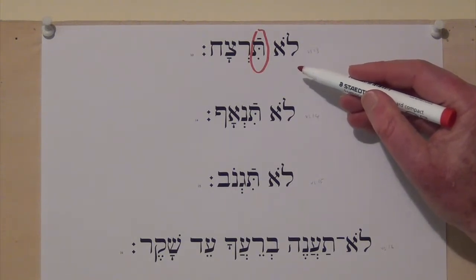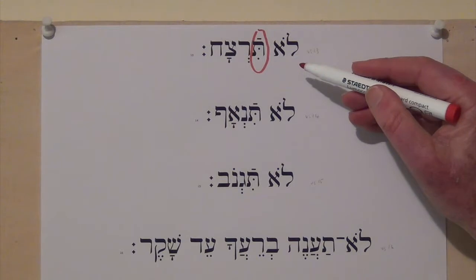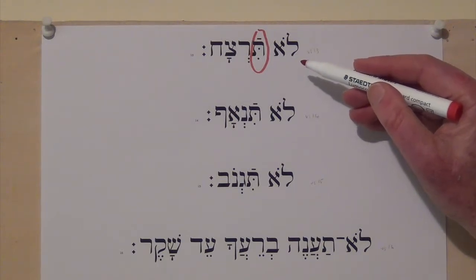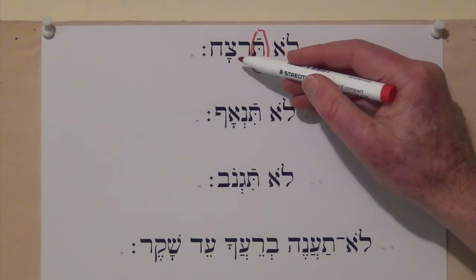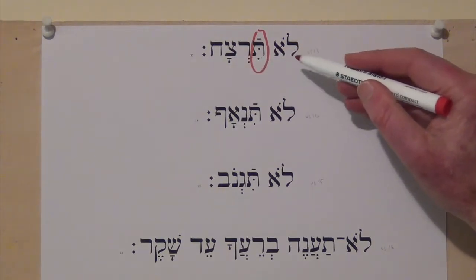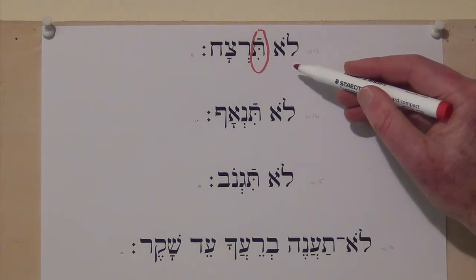Now in English we have the word kill and the word murder. Hebrew has several words in this area, but they don't correspond neatly to our distinction between kill and murder. So this word is actually used to describe capital punishment, but clearly the commandment isn't prohibiting capital punishment, so it seems to be referring to a premeditated and deliberate act.